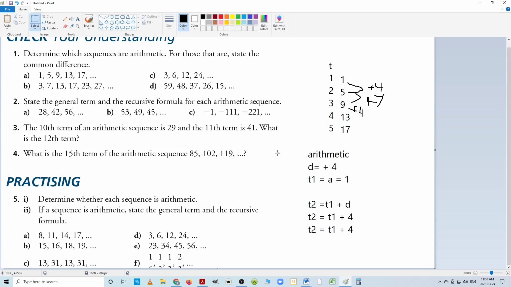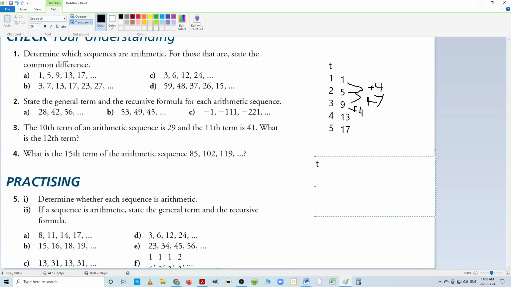If I want to figure out what's called the general formula, term 2 is equal to term 1.